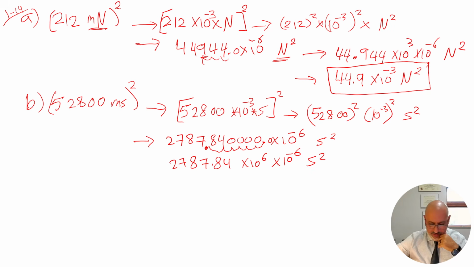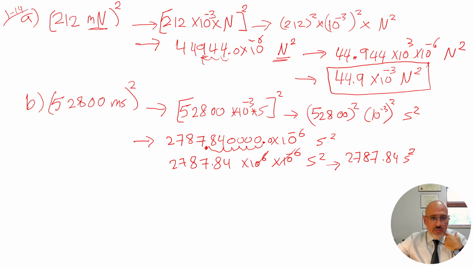If you do this, you can remove this with that, because you can add 6 to minus 6, that's going to be 0, and you will end up with 2787.84 seconds. Now, this second here, oh no, we forgot something. This is second square, correct? Don't forget the square of the second.